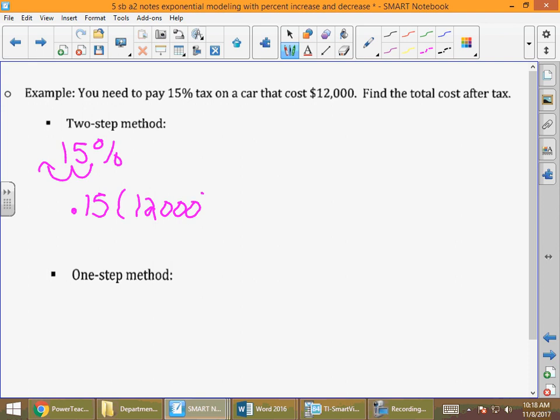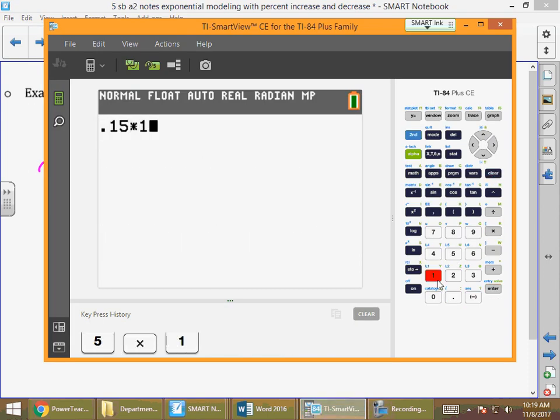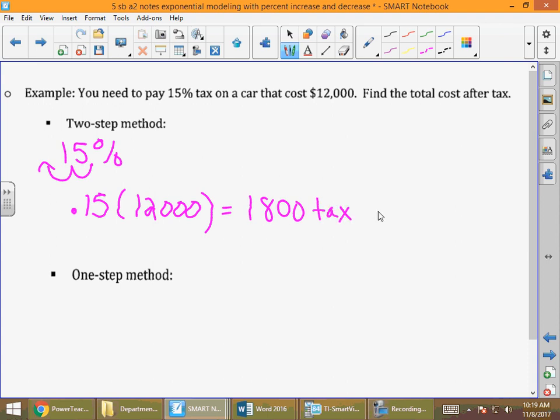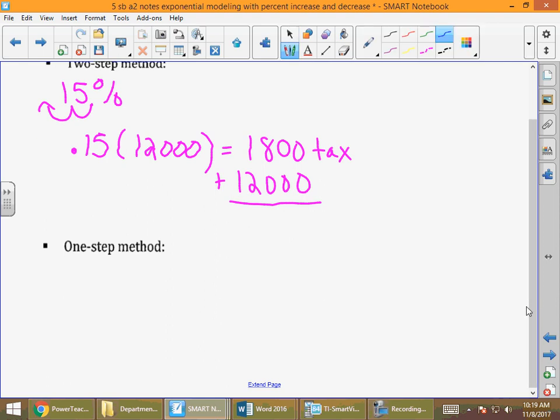So the car costs $12,000, but the tax is 15% on there. We type that into our calculator, and 0.15 times 12,000 gives us 1,800. And that 1,800, that's the tax. We want to know, how much are we going to pay total for the car? Well, we were going to pay the $1,800 tax plus the $12,000 that our car cost. And consequently, when we total that up, we're paying $13,800 total for our car.